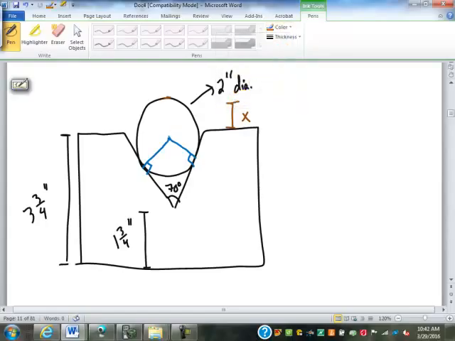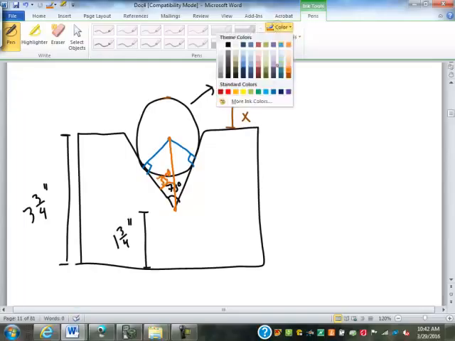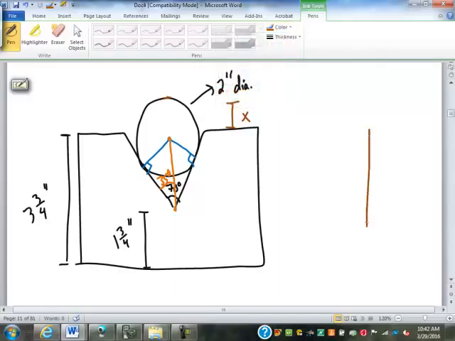I also know that if I connect the center of the circle to the point where those two tangents intersect, that it cuts the angles in half. So this angle here is now 35 degrees. So I'm going to redraw that triangle there. This is a right angle. This angle is 35 degrees. Do I know any of the sides of that triangle? I know one. This is 1 inch, the radius of the circle.